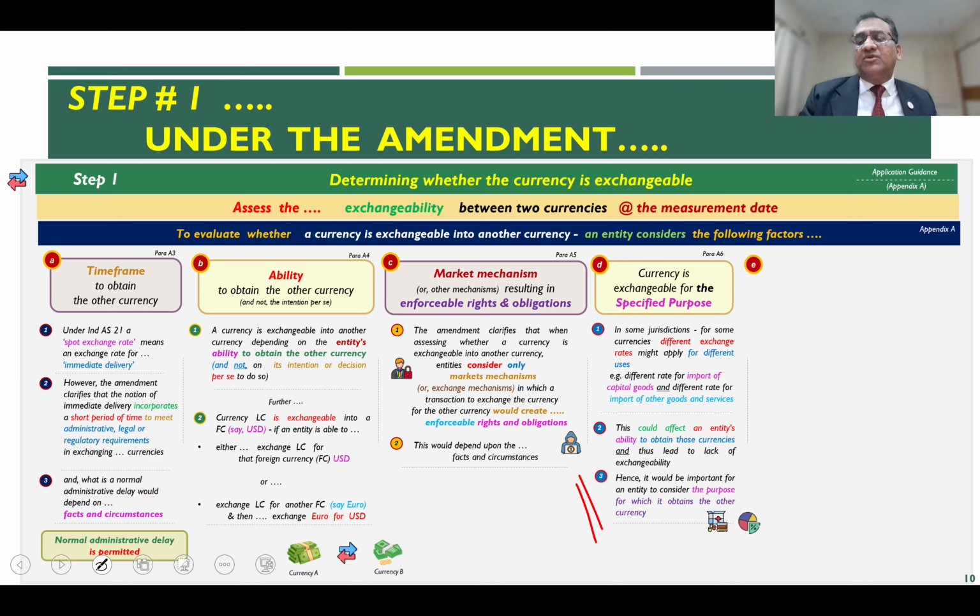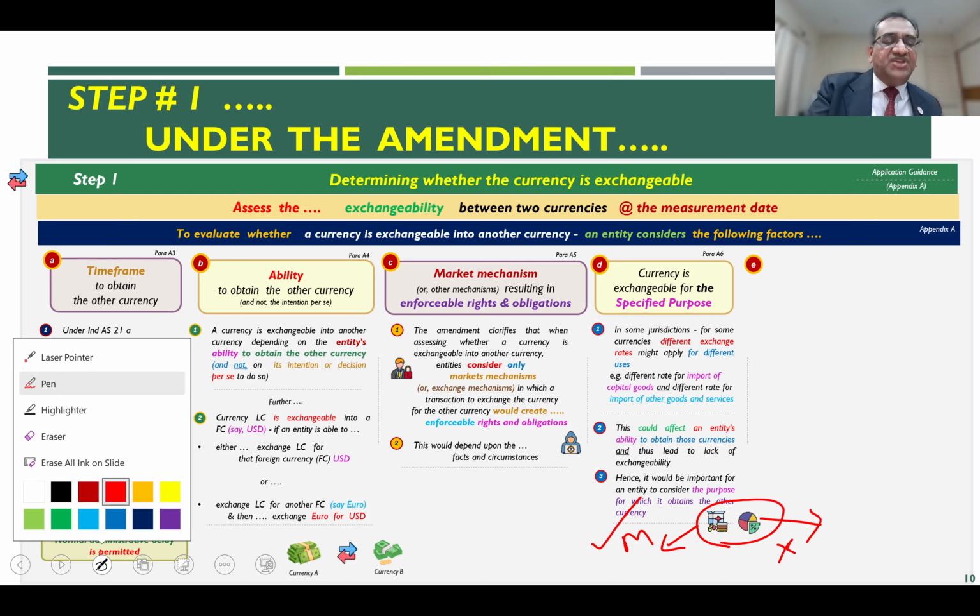And therefore, it would be important for the entity to consider the purpose. And that's what this point says: the purpose for which it is required to obtain the other currency. This chart also tells you the same thing we just discussed. Earlier also, medical supplies, yes, it is exchangeable. Dividend distribution, perhaps not, based on the regulatory framework in the particular country because of the exchange issues which they are facing.